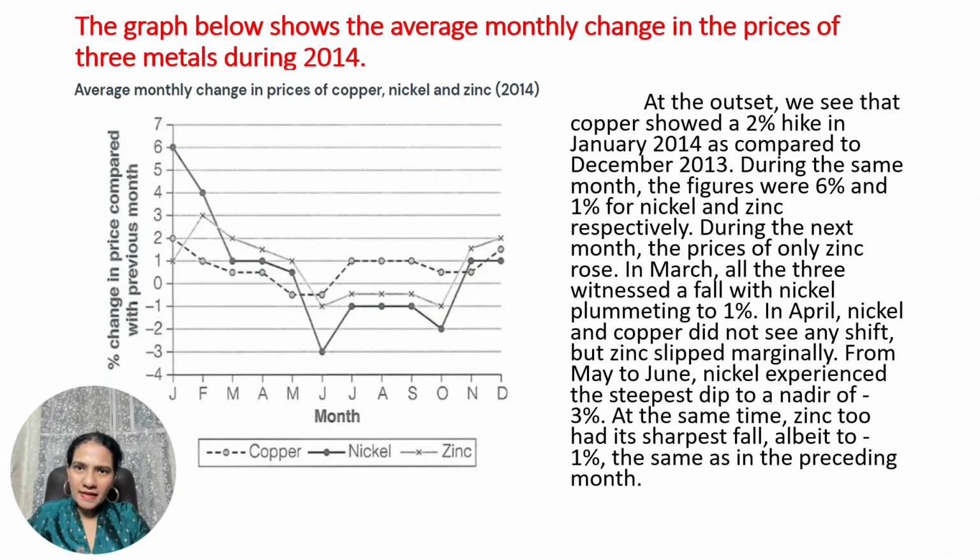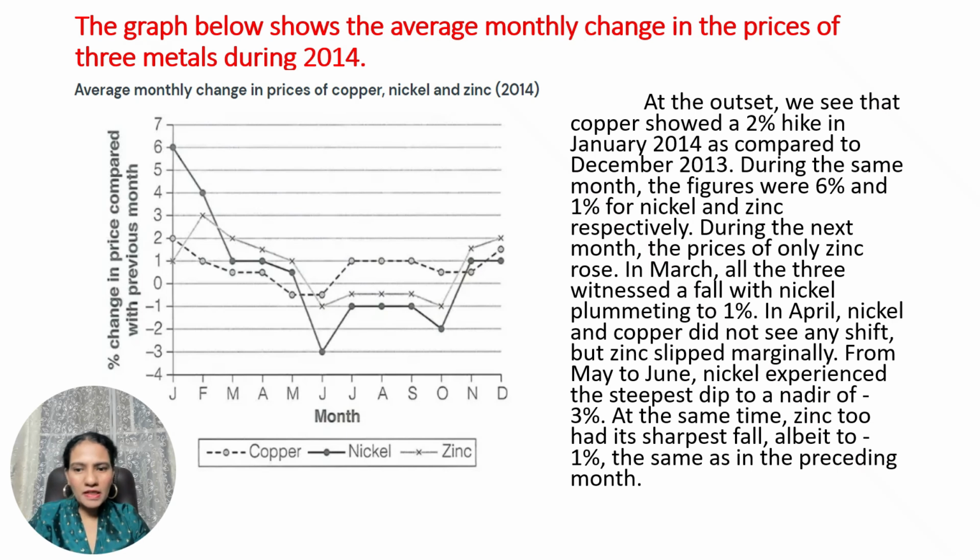We'll start with the second paragraph. At the outset, we see that copper showed a 2% hike in January 2014 as compared to December 2013. During the same month, the figures were 6% and 1% for nickel and zinc respectively. During the next month, the prices of only zinc rose. In March, all the three witnessed a fall, with nickel plummeting to 1%.